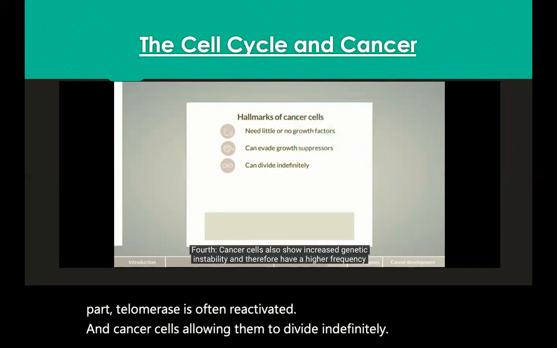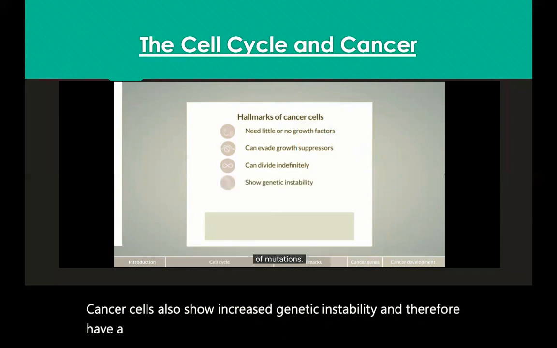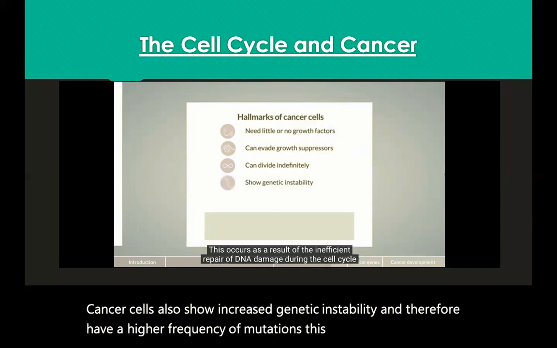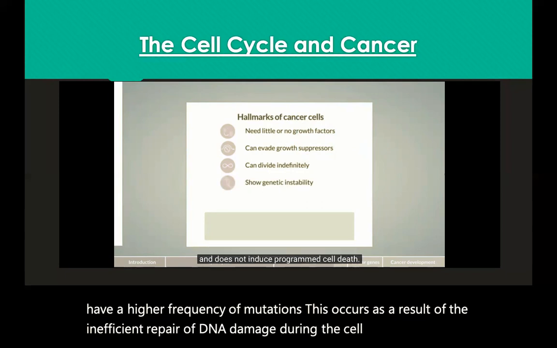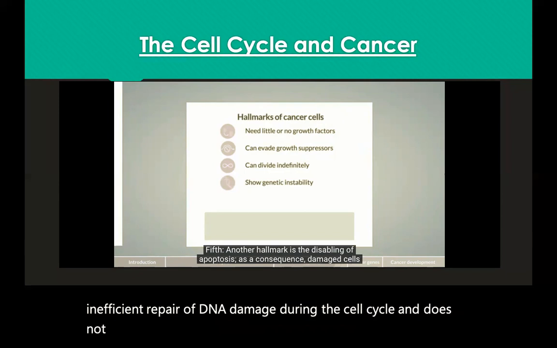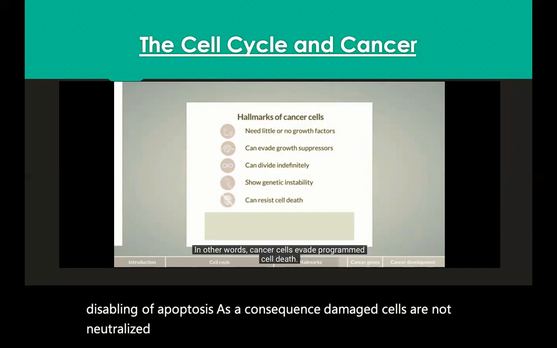Fourth, cancer cells also show increased genetic instability and therefore have a higher frequency of mutations. This occurs as a result of the inefficient repair of DNA damage during the cell cycle and does not induce programmed cell death. Fifth, another hallmark is the disabling of apoptosis. As a consequence, damaged cells are not neutralized. In other words, cancer cells evade programmed cell death.